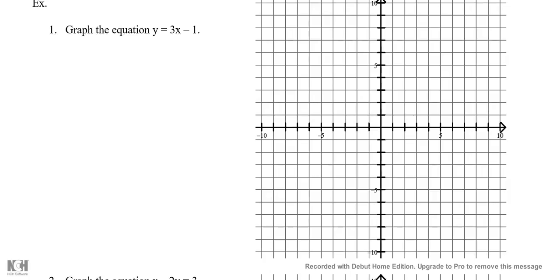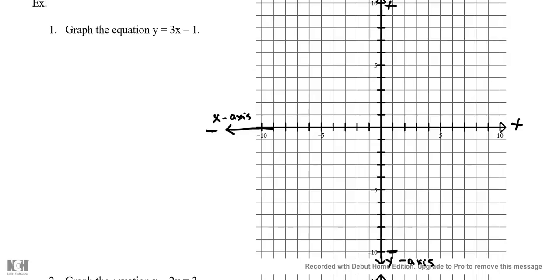When we're graphing equations, the axis that goes horizontally is called the x-axis. That is the direction in which our x values tell us to go. Positive values go to the right, negative values go to the left. The axis that runs vertically is called the y-axis. Positive values go up, negative values go down.